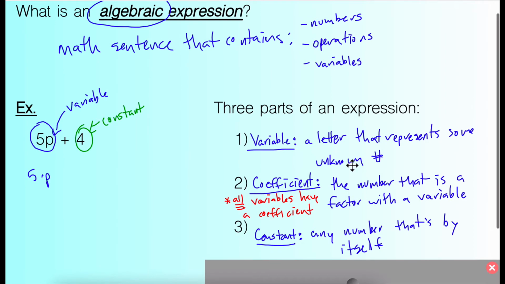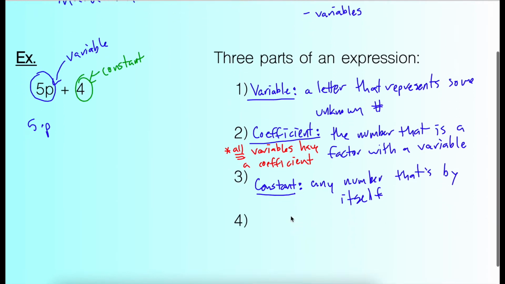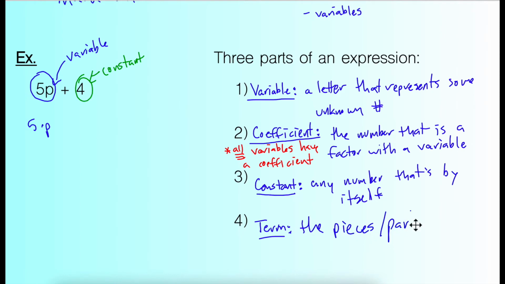Another big vocab word for this unit, I'm going to put it as our fourth and final word on this list, is the word term. So this is one, definitely know what it means. You're going to be using this word yourself actually a ton this year, but you'll hear me referring to terms a lot. We're going to work a lot with terms. Term is just a fancy word that means, I like to call it, the pieces or the parts of an expression.